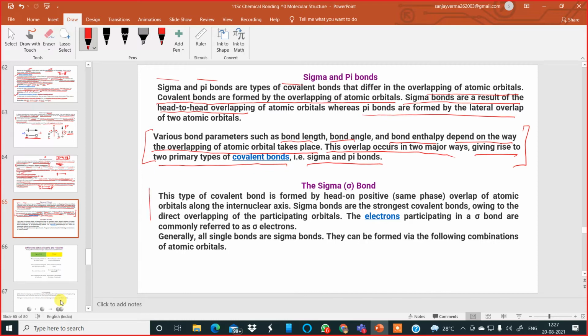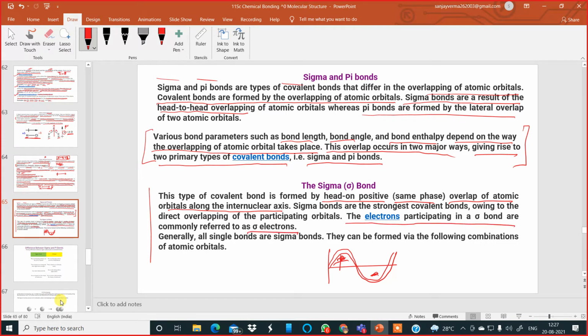Firstly, the sigma bond is formed by head-on positive, same phase overlap of atomic orbitals along the internuclear axis. So if there is overlap of the orbitals, like this one, another orbital overlapping on it only, that type of overlap, where same phases are overlapping on top of each other, gives us a sigma bond. The electrons participating in a sigma bond are commonly referred to as sigma electrons.